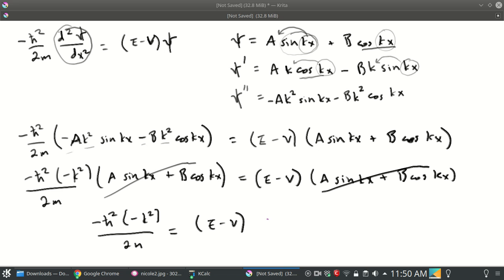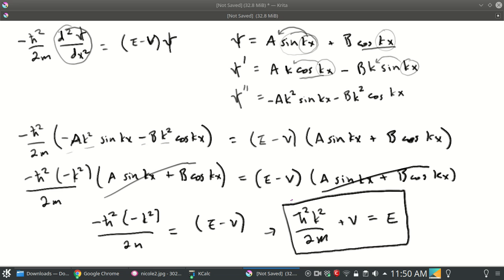So this is negative times negative, which is positive. So this is going to be h bar squared k squared over 2m plus V equals the energy. And that's it. So this is the energy eigenvalue for this eigenfunction psi, which is a solution to this Schrodinger equation.